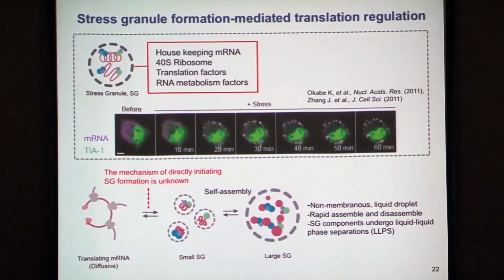And the phenomenon to which we apply this technique is stress granule formation. Stress granule is a transient organelle which is responsible for translation regulation. This is a non-membrane structure containing housekeeping mRNA, 40S ribosome, translation factors, and so on. This is the fluorescence image of stress granule formation. We can see that the formation is pretty quick, and when you remove the stress, it can go back to the diffusing state.